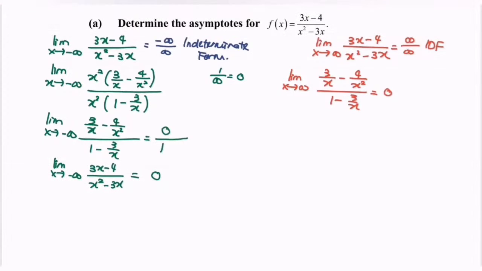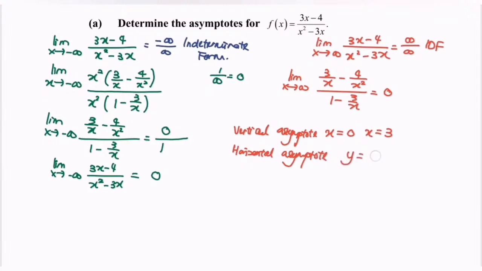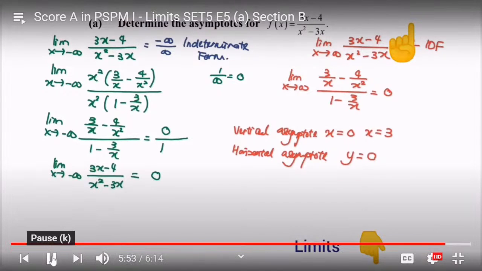So for this example, the conclusion will be the vertical asymptotes are x equals to 0, x equals to 3. For the horizontal asymptote, the situation will be y is equals to 0. So for more discussion about this kind of situation, okay, boleh ya? Ini adalah untuk example 5. So sekarang kita teruskan lagi.